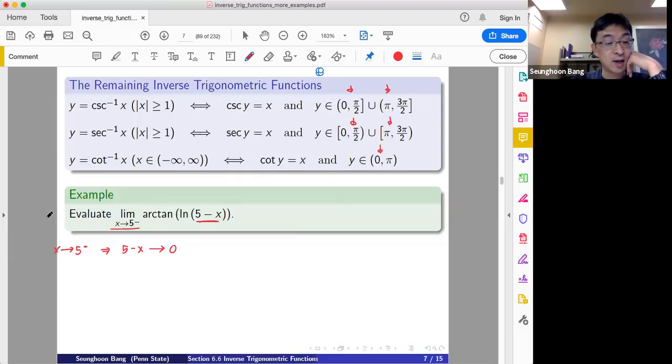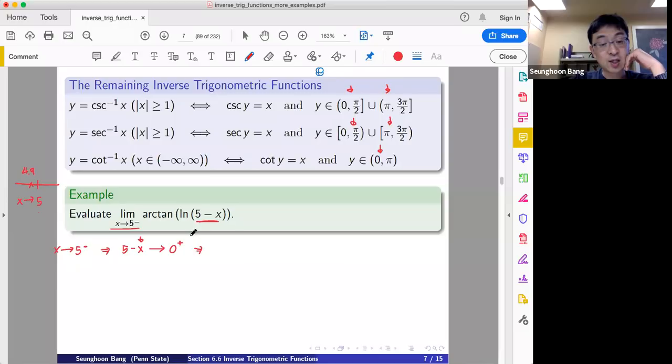How can you know that? Depending on the one-sided limit. Here is 5. The x value approaches 5 from the left. I can choose one test number, 4.9. You plug it into this x. 5 minus 4.9 is positive 0.1. What does it mean? 0 from the right, like a positive number.